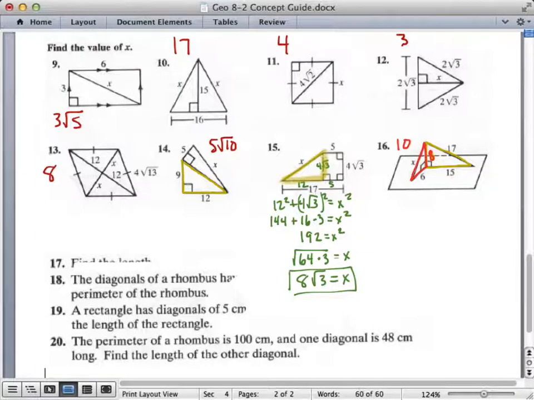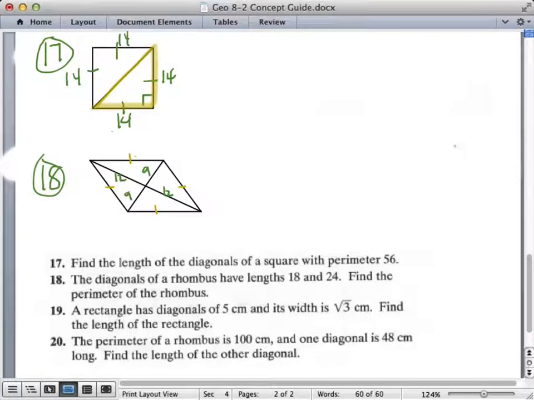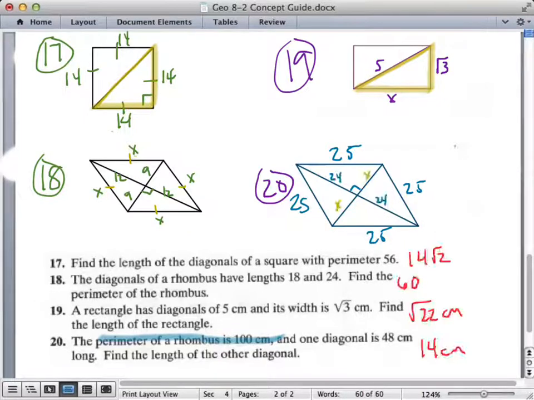Here are some answers to 9 through 16. I should be seeing some good work here. Y'all are not ready to do these in your head, I know that for sure. Here are the answers to these. It'll help you to draw these diagrams based on what's given. It talks about the perimeter of a rhombus, which splits it up into congruent pieces. Okay, so these are those answers.